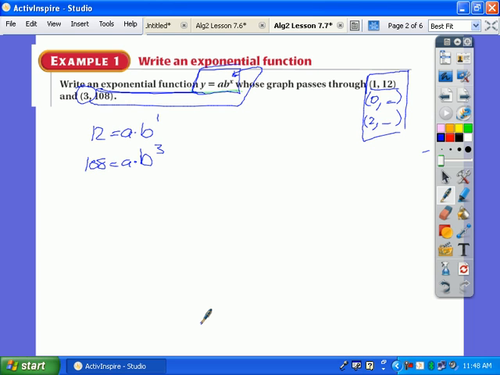This is what you're always going to do. You're going to solve the first equation for A, and then you're going to substitute it into the second equation. So, in this case, A equals 12 over B. And so this A is the same as this A. So we'll rewrite this. We'll get 108 equals 12 over B times B cubed. And so this part right here is the part that I substituted in.